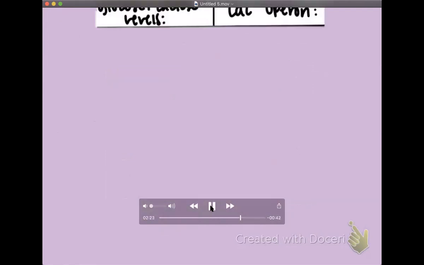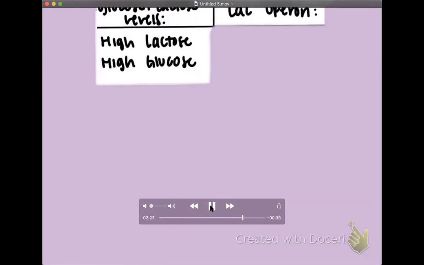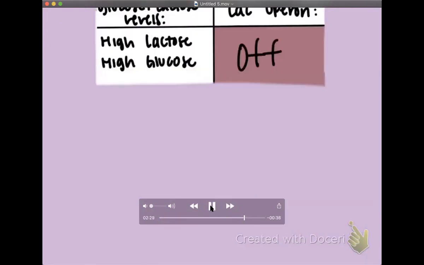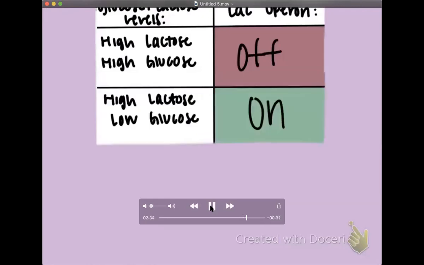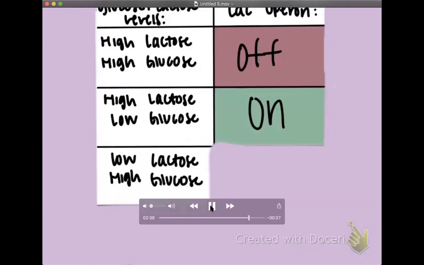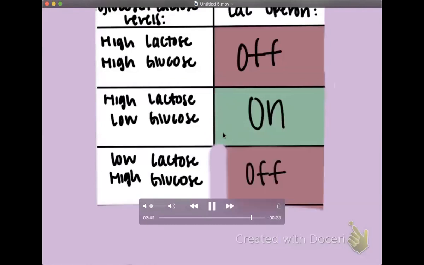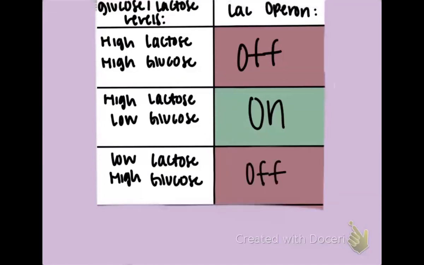And then I drew a quick chart to show this, and it pretty much just shows that the lac operon is turned on when there's high levels of lactose and low levels of glucose. And then the operon is turned off anytime there's low levels of lactose or high levels of glucose. So this is pretty much the only time that the lac operon is on and lactose is metabolized.